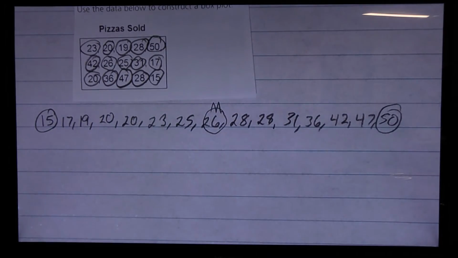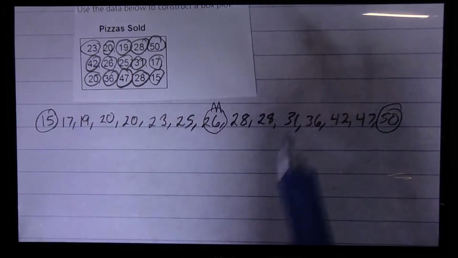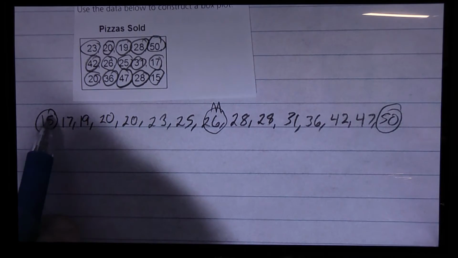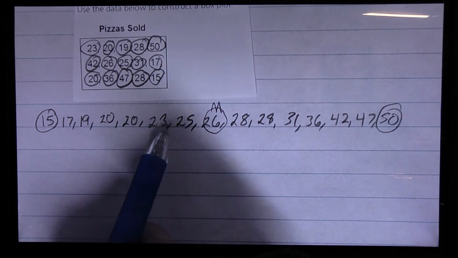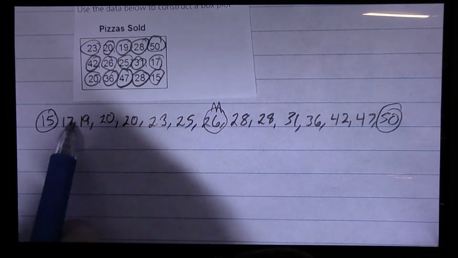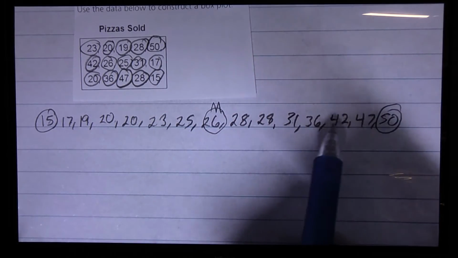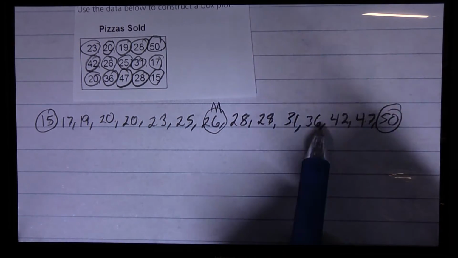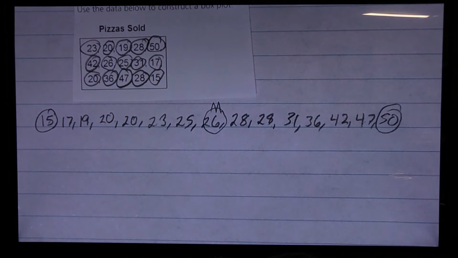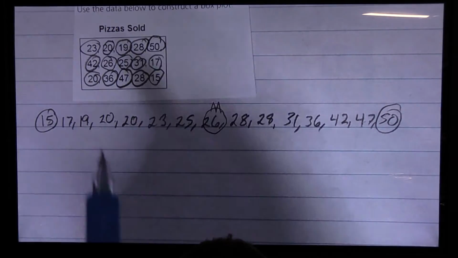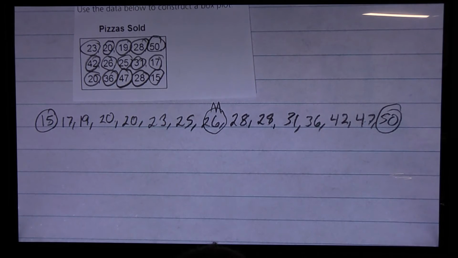And I will have 7 values below it and 7 values above it. 1, 2, 3, 4, 5, 6, 7. And 1, 2, 3, 4, 5, 6, 7. Now I need to find my first quartile and my third quartile. Sometimes you'll hear it referred to as the lower quartile and the upper quartile.